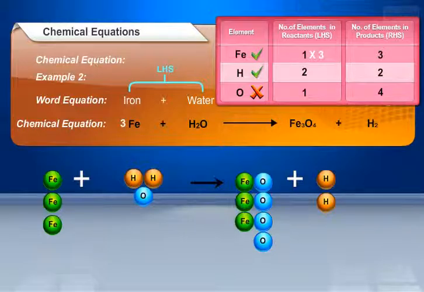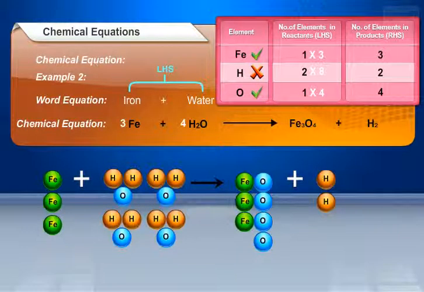Compare the number of molecules of element on both sides. Iron. 3 on left-hand side, and 3 on right-hand side. Hydrogen. 2 on left-hand side, and 2 on right-hand side. Oxygen. 1 on left-hand side, and 4 on right-hand side. Here oxygen is not balanced. Still the equation is not balanced. So let us balance oxygen. Add 4 to the coefficient of water on left-hand side. It becomes 3 iron plus 4 water gives iron oxide plus hydrogen.